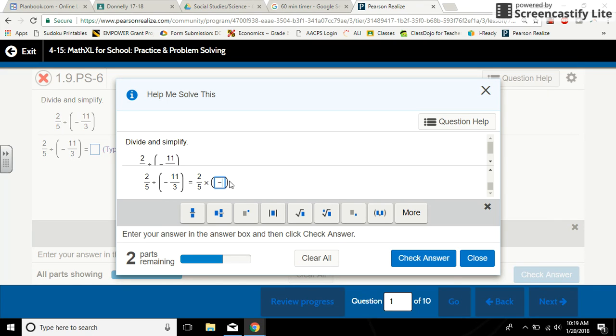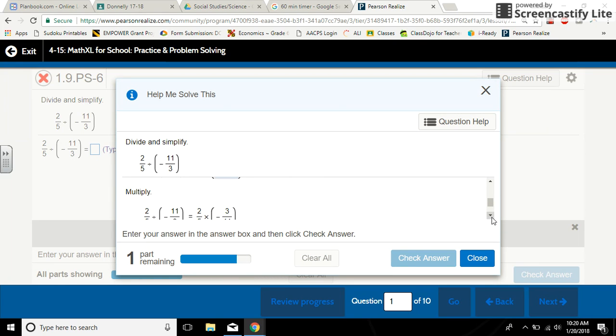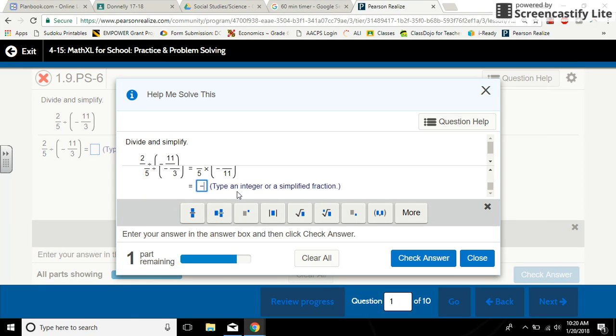So I can type in negative space 3/11. Enter. Well done. Yay. And then I go down and it says type an integer in or simplified fraction. Oh, so I have to actually do it now. So I know positive times a negative, so my product is going to be negative. And then it says 2/5 times, so 2 times 3 is 6. So come back down here, hit space, 6 slash, and then 5 times 11 is 55.